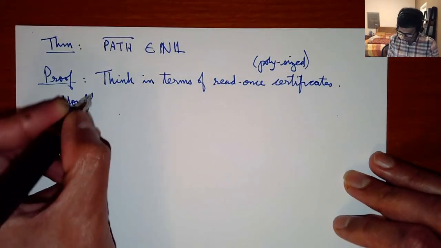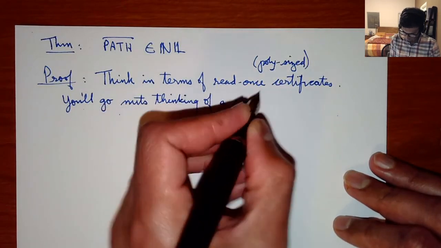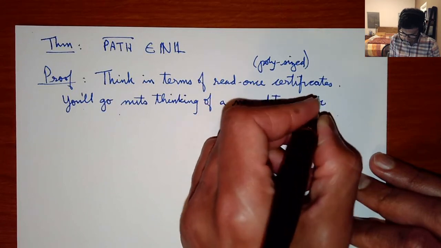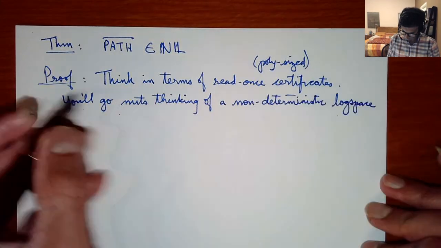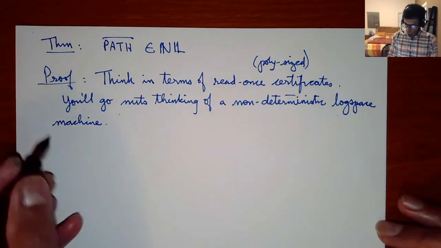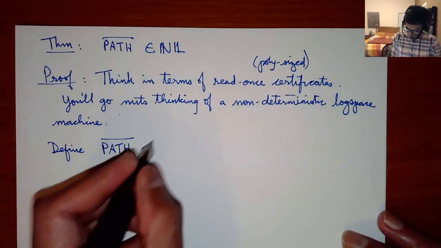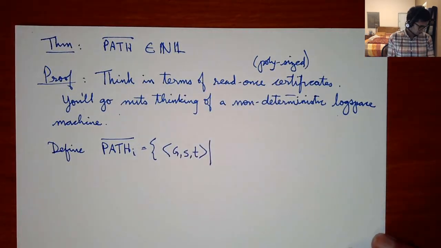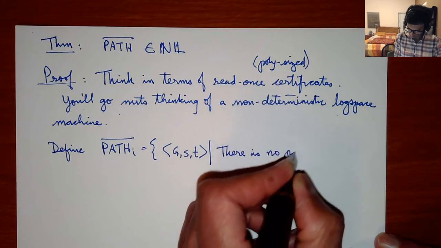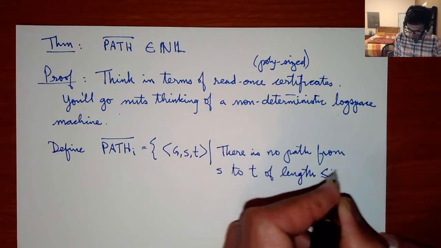I mean, really, you'll go nuts thinking of a non-deterministic log space machine. Okay, so we're going to think about read once certificates. And as we have done in the past with a lot of space complexity, we're going to define the following language, GST: there is no path from S to T of length at most I.